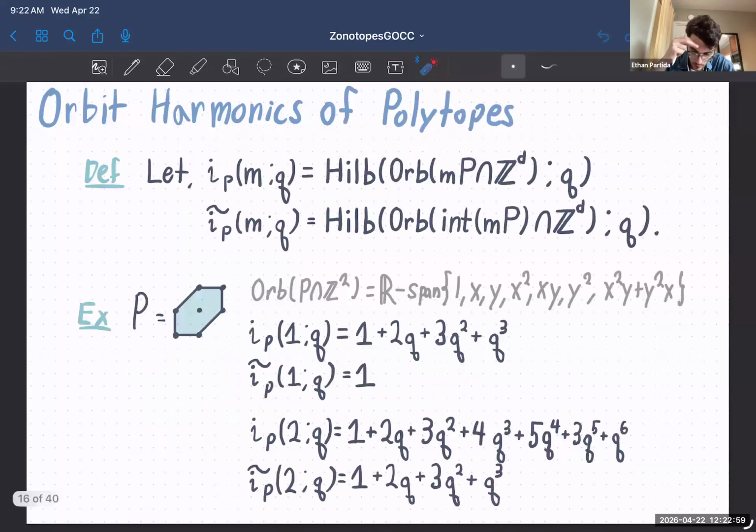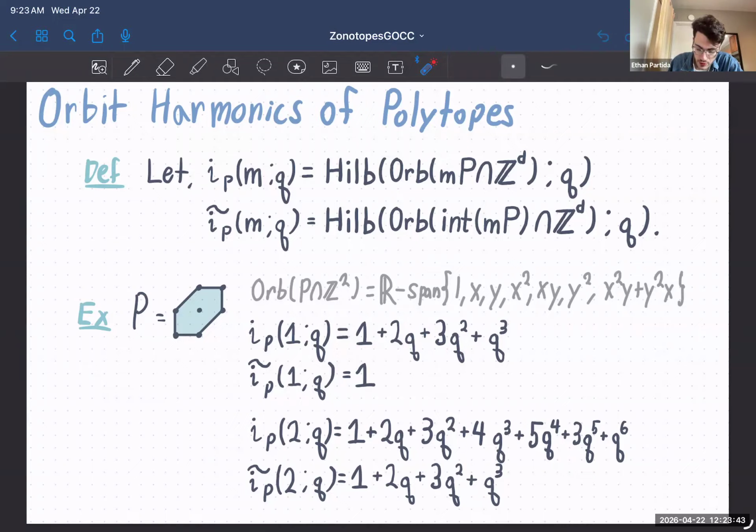Okay. But how will we use orbit harmonics? Well, I was talking about how we get this graded count of the points that we started with. And so we should just do that for our lattice points. So I'm going to define this I of P, this graded lattice point count, to be the Hilbert series of the orbit harmonics ring of the nth dilate lattice points. And similarly, this I tilde should be the interior lattice points. And so I wrote out an example down here. I think the one to pay attention to is this first one here. So this should be the graded lattice point count of the first dilate. So it should be some polynomial in q whose coefficients add up to 7.